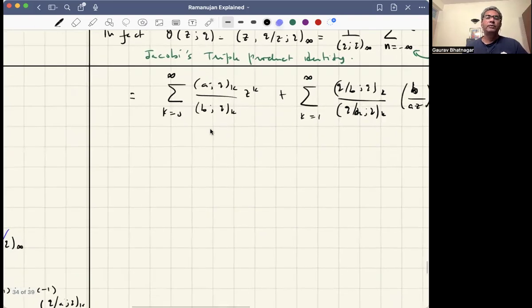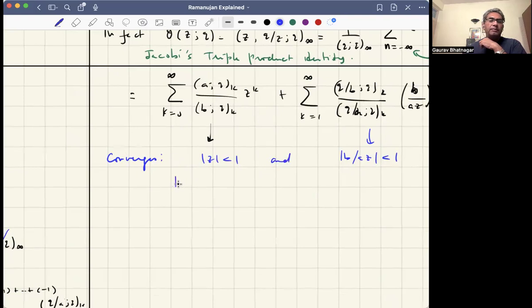So this guy over here, this we did by the ratio test, it converges. So it converges for absolute value of z less than 1, and this one converges when absolute value of b over az is less than 1. So the convergence conditions are absolute value of b over a less than absolute value of z and z less than 1, or we can say b over a is less than z less than 1. It converges.